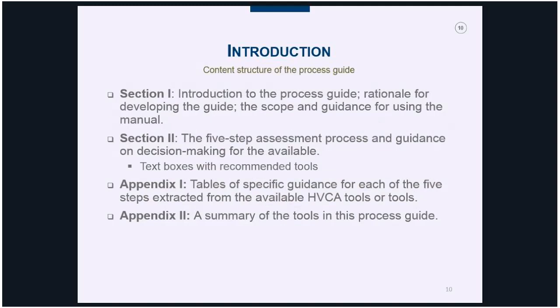This is the structure of the process guide. We have four sections, an introductory section, and then section two is the core of the guide, which outlines five very simple steps and guidance on how to make decisions around the different steps. We also have text boxes where we recommend the tools. As I said, for each step, we have given a couple of tools and even page numbers, to make it more efficient for you to look up the different guidance available in those tools and see if it's appropriate and you can adopt it for that particular step. And then in the appendix, we give more detail on those tools and the specific guidance that we recommended in the text boxes. And then we have an appendix of the 22 tools that we used for this guide.